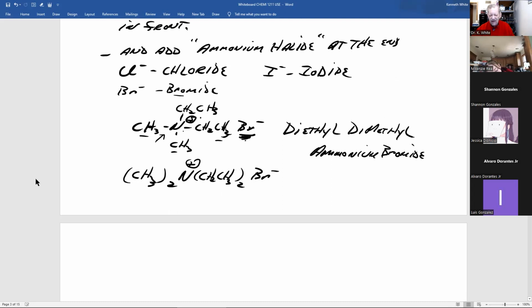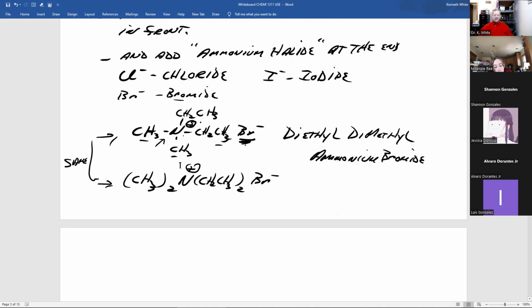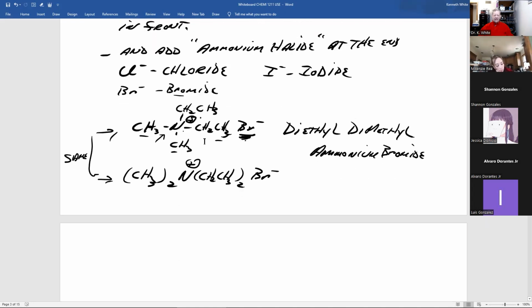And you don't have to show charges, but I always will. And these are the same molecule. There are just two different ways of drawing it. And with amines and quaternary nitrogen compounds, we tend to do that, we organic chemists. So for quaternary ammonium salts, name the alkyl groups that are on there, then add the words ammonium halide. If it's chlorine, Cl minus is chloride, Br minus bromide, I minus iodide.